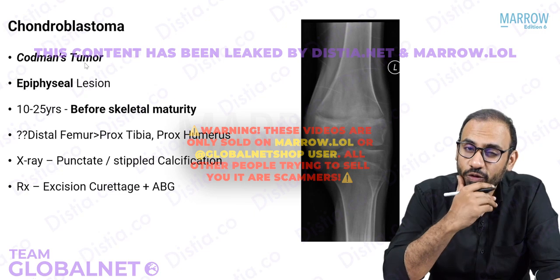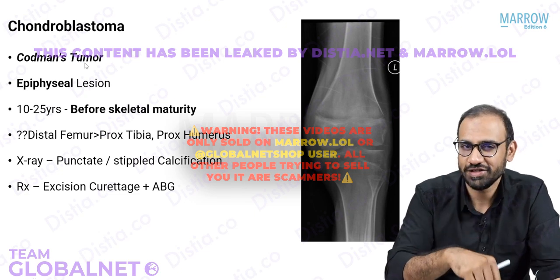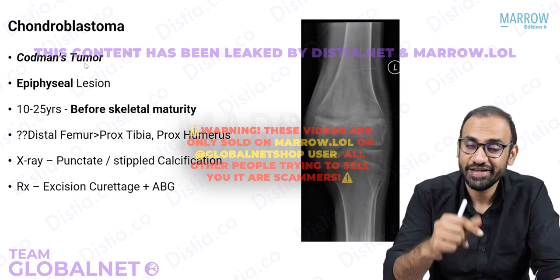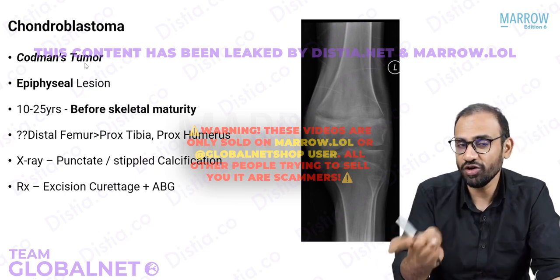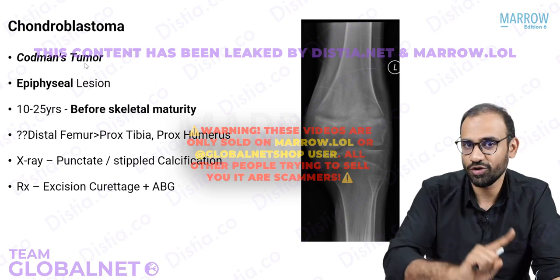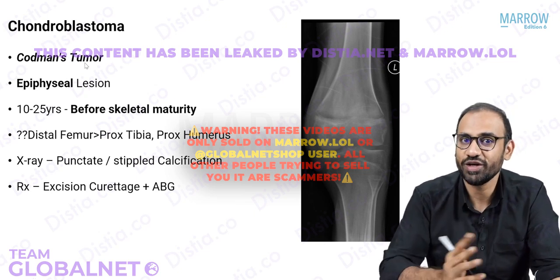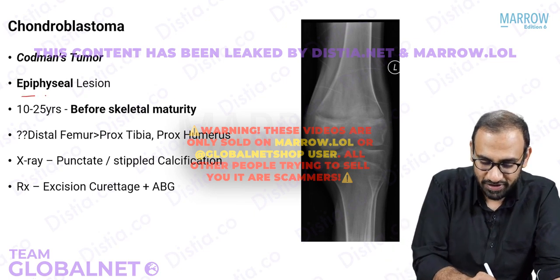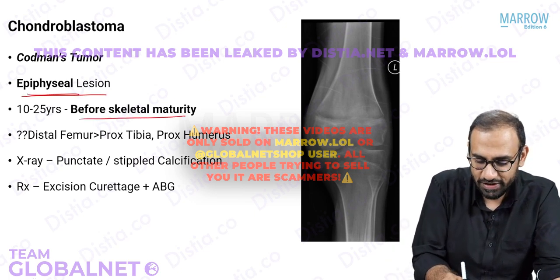What do we already know about chondroblastoma? We know that it's a cartilaginous tumor, so it will be lucent, hazy with some calcification here and there. Second, it occurs in the epiphysis. Before or after growth plate fusion? Before growth plate fusion. Two very important things we already know, right? And this will help you make the diagnosis. So it's an epiphyseal tumor occurring before skeletal maturity.